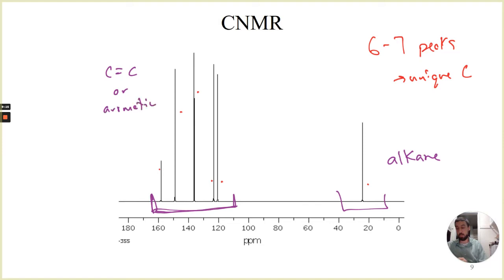So what does that mean? I've got an alkane, 6 to 7 peaks with unique carbons, or 6 to 7 unique carbons. I've got an alkane part of it, and then I have a bunch of either carbon-carbon double bonds or aromatics as likely results. That's it. That's all we get out of the carbon NMR. So we keep it relatively simple, and that's all we can pull.